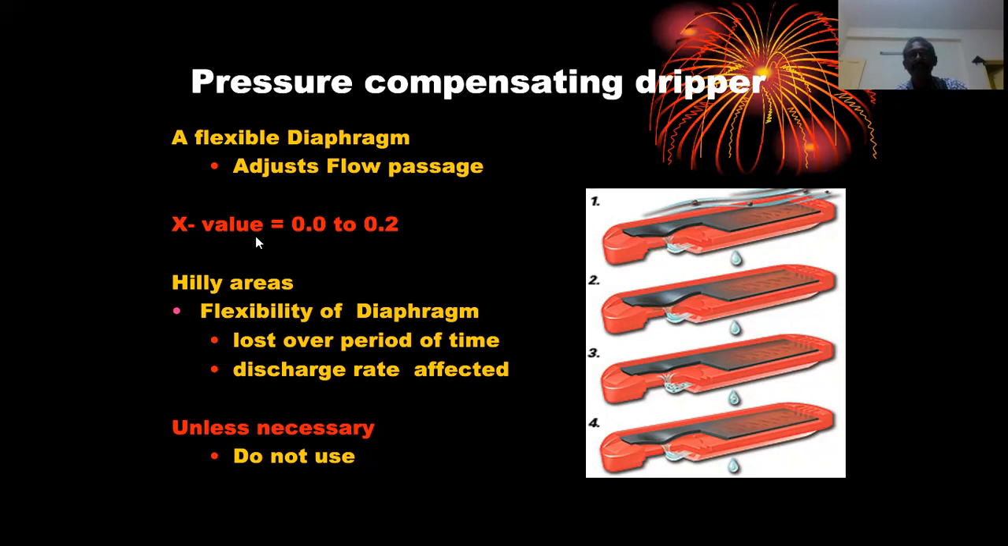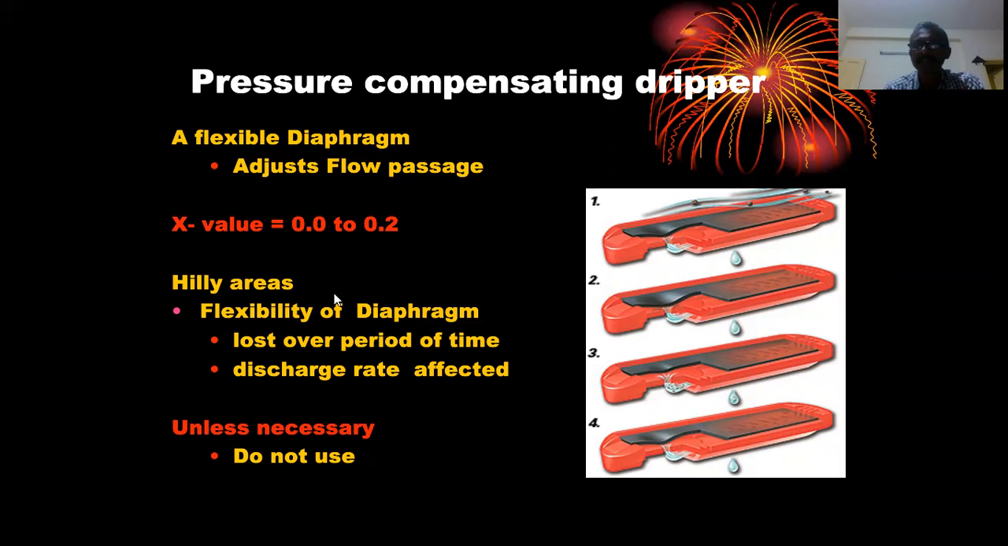So already I said its X value, for pressure compensating drippers, varies from 0.0 to 0.2. Ideally, it should have zero flow exponent, but it is not possible to manufacture to such an extent with zero exponent X value, but it will go near to 0.2. So in hilly areas, when laterals are designed and you have lots of undulations, more ups and downs, then these kinds of pressure compensating drippers are used.